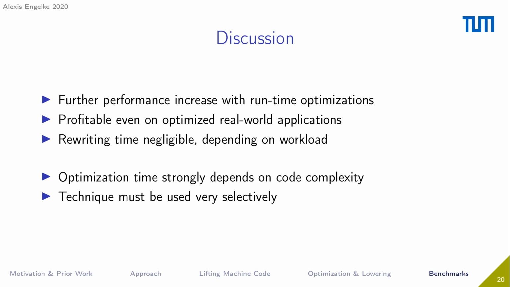So we observed significant further performance increases with applying runtime optimizations, which are even profitable in already optimized applications. Generally, rewriting times can be considered negligible, as long as the work is large enough, or the optimized code can be used several times to amortize rewriting costs. However, the results also show that the optimization time strongly depends on the complexity of the code which is to be rewritten. Therefore, it follows that our technique must be used very selectively on code parts with a high optimization potential. Simply throwing it on large parts of a bigger application is very likely to result in a very long rewriting time, negating any possible performance improvements.